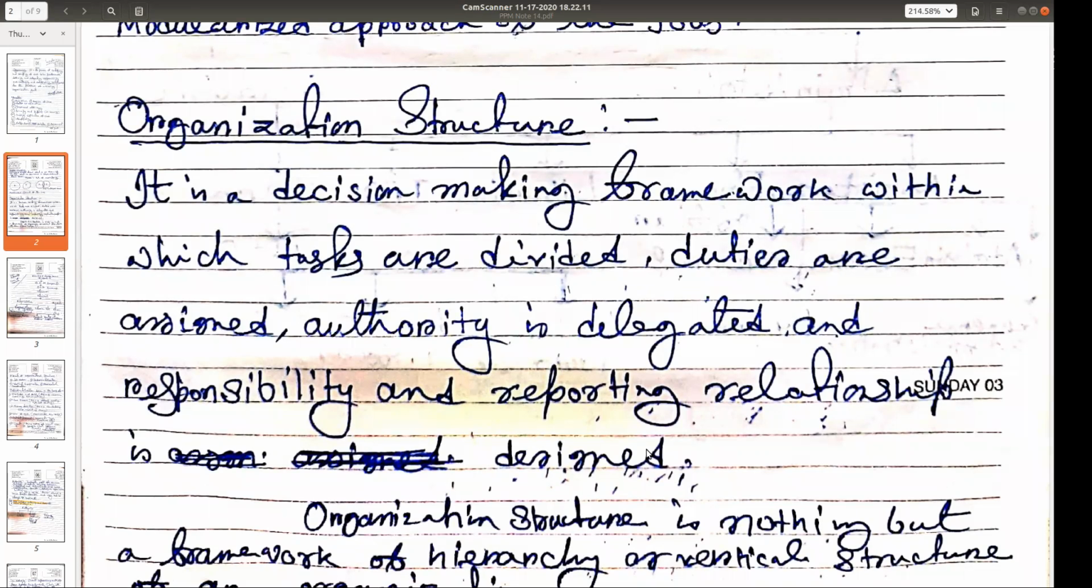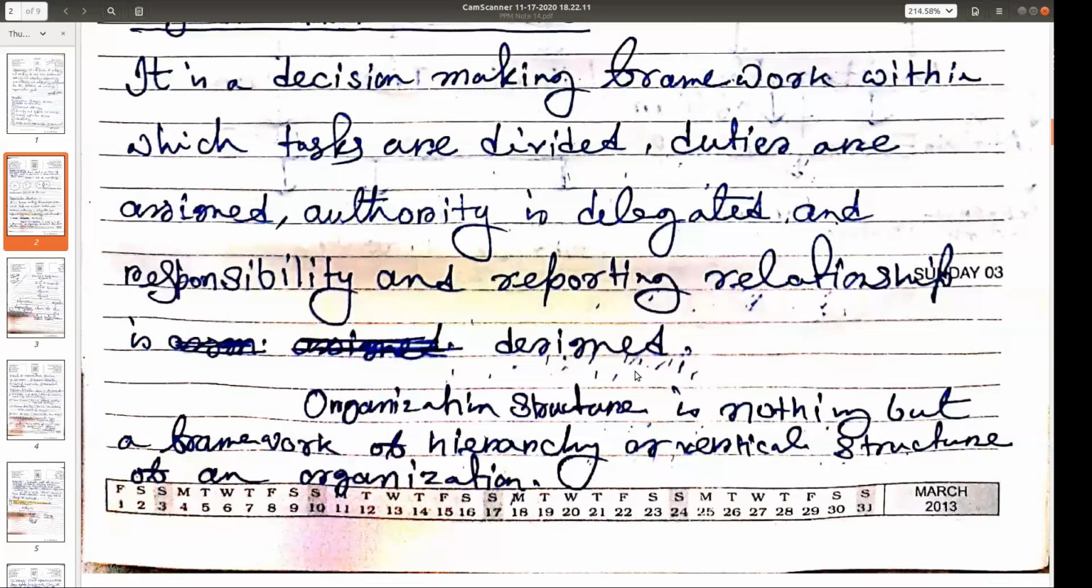If the organization has some or other kind of structure like this, we will discuss that. So basically, organization structure is nothing but a framework of hierarchy, you can say. It is a framework of hierarchy that may be vertical, maybe something else, but it's a hierarchy. So there is an example. There is a very simple example.